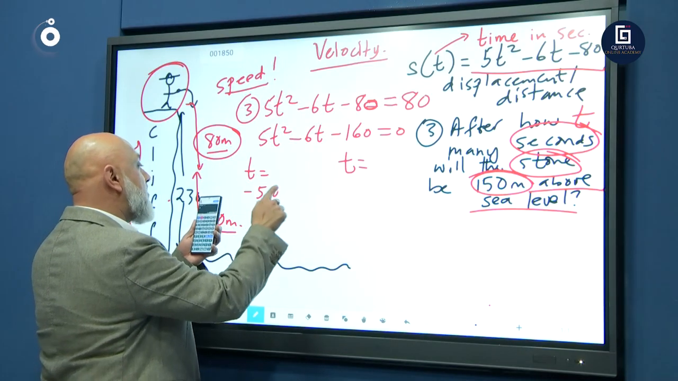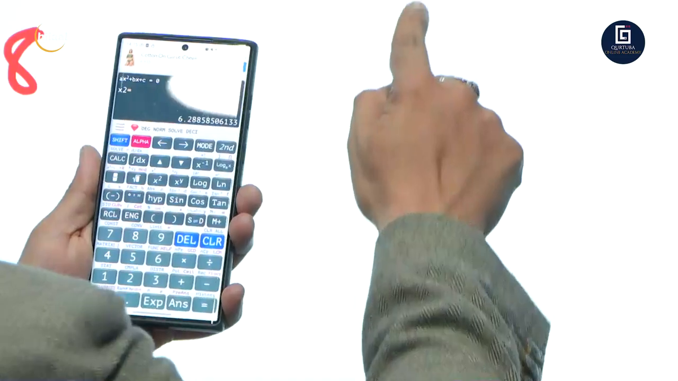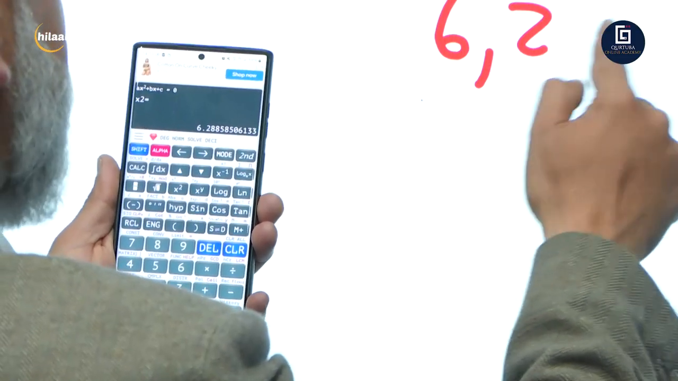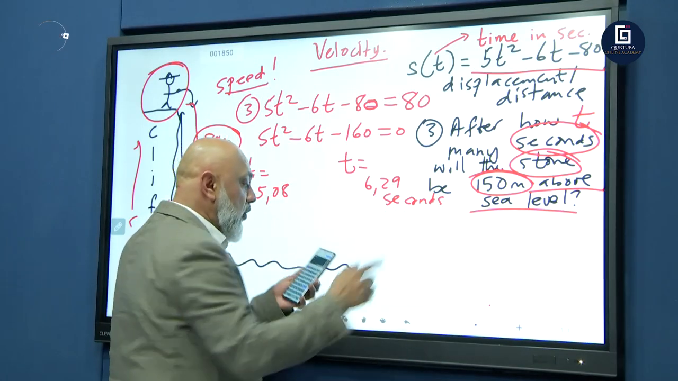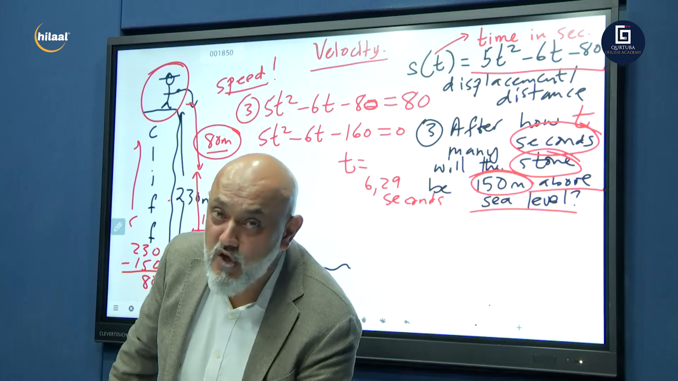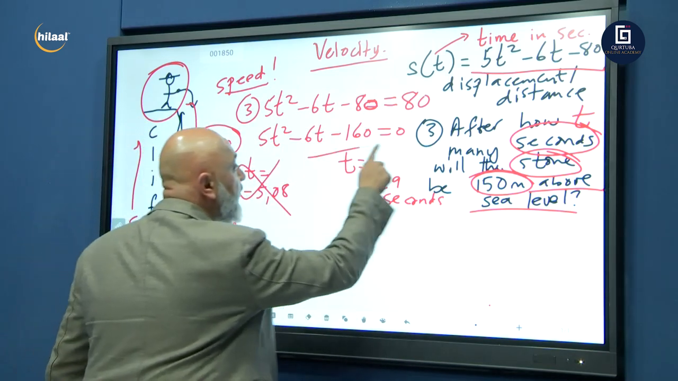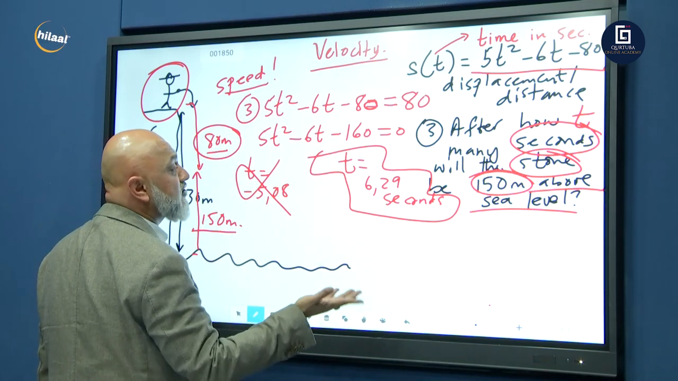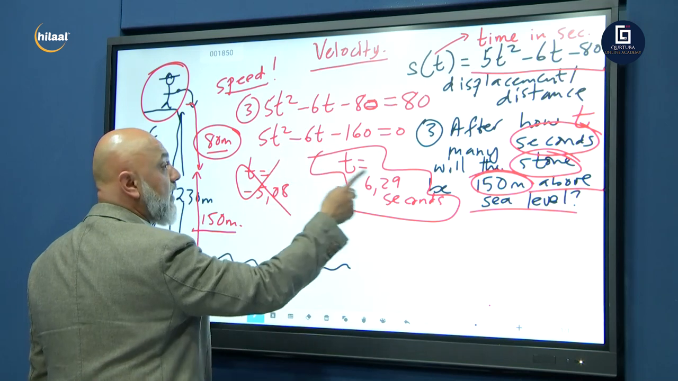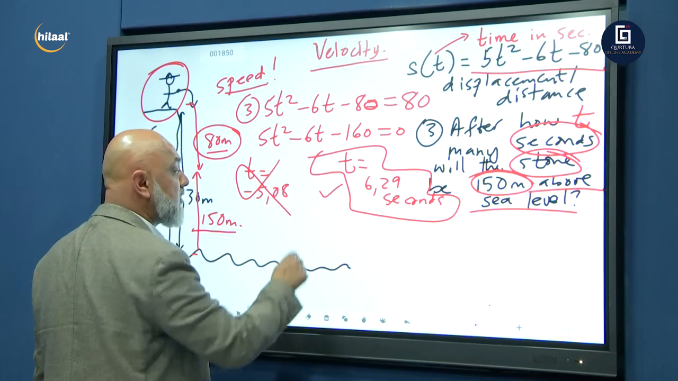So you get negative 5,08. That's your first t solution. Your second t solution is 6,288 or 6,29 seconds. Now, which one is valid? Which one is not valid? Can time ever be negative? No. So therefore, the only answer here is 6,29.